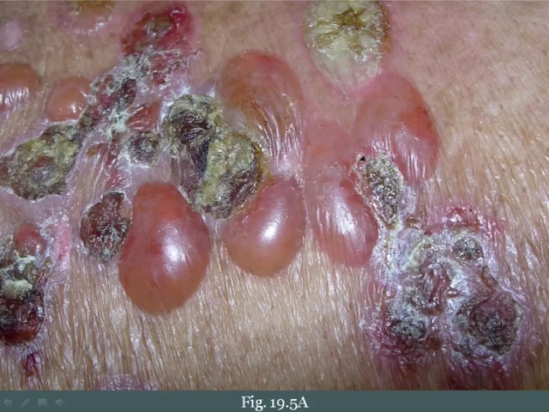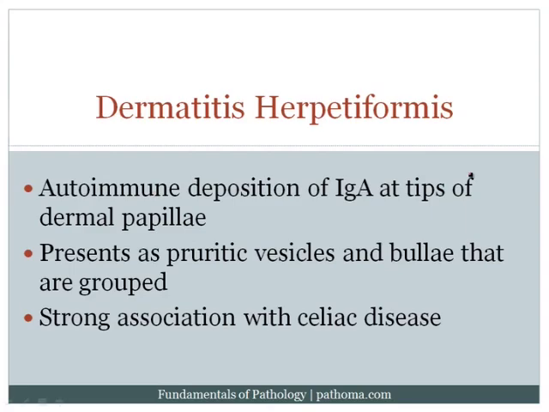Here's a clinical picture of bullous pemphigoid, and you can see that many of these vesicles have not ruptured, again, due to the fact that they have a thick wall. Dermatitis herpetiformis is when you get autoimmune deposition of IgA at the tips of the dermal papillae.